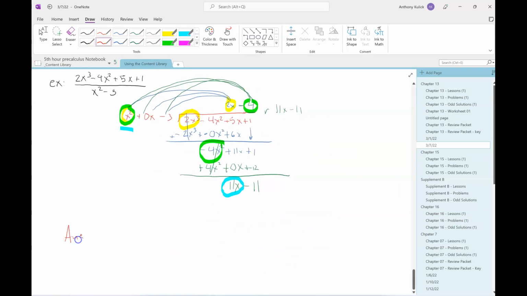So the answer, the way that I would write this, I'd have my original problem here that we're asked to do, is equal then to the quotient 2x minus 4 plus my remainder over my divisor.